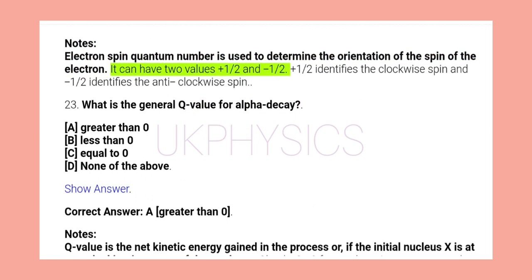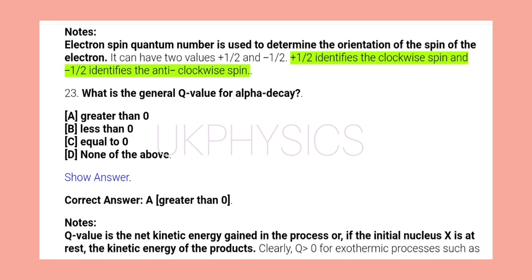It can have two values, +1/2 and -1/2. +1/2 identifies the clockwise spin and -1/2 identifies the anti-clockwise spin.